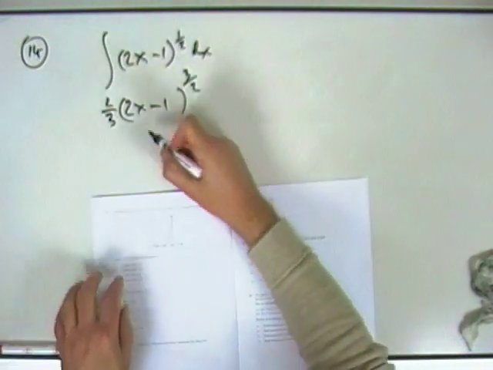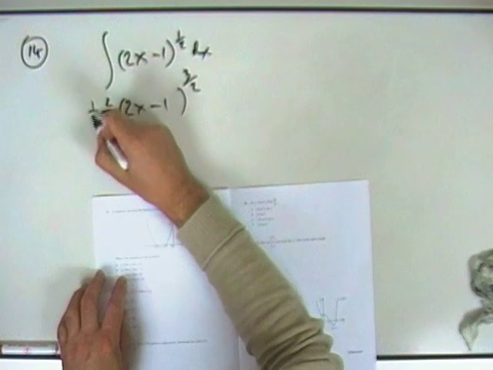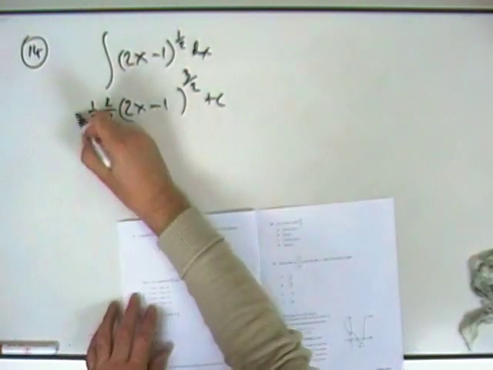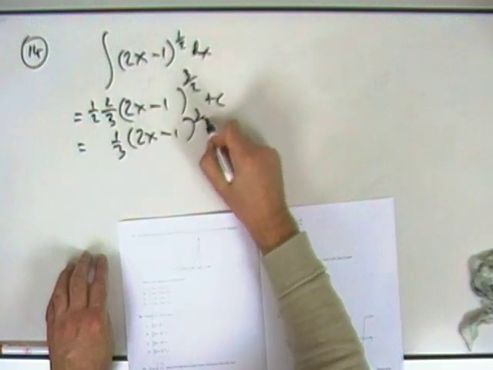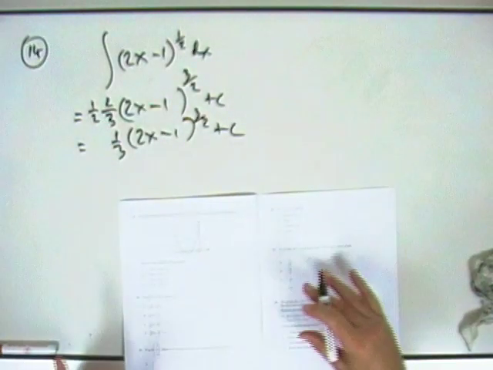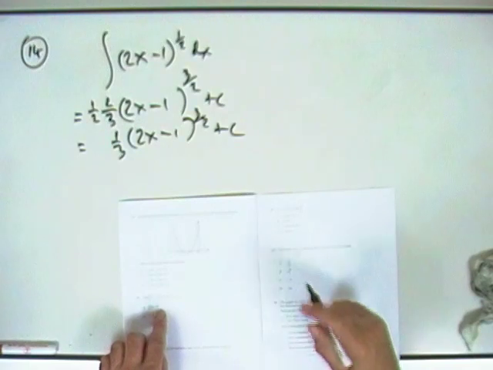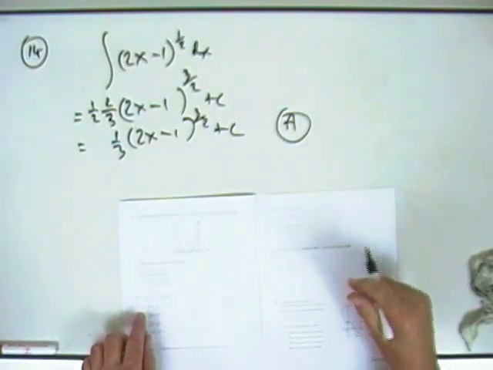You're integrating, so divide by it. Divide by 2, well, that's the same as a half times it, plus c. And that'll just cancel out to 1/3 of 2x minus 1 to the 3 upon 2 plus c. So which one's that? 1/3, let's make sure you pick out the right one, a. 14a.